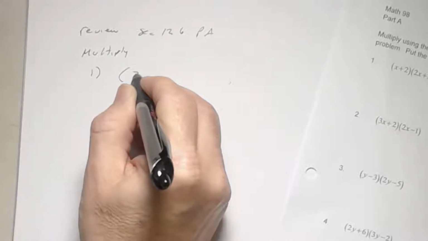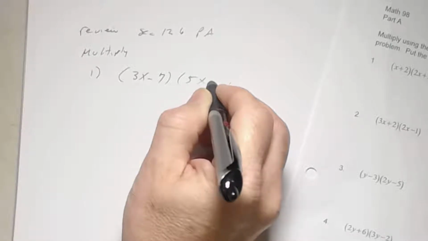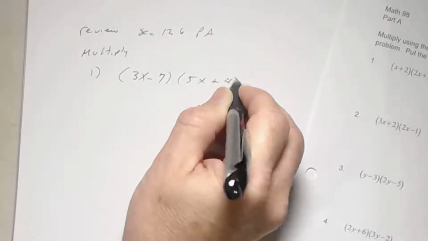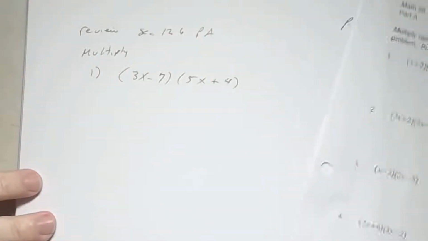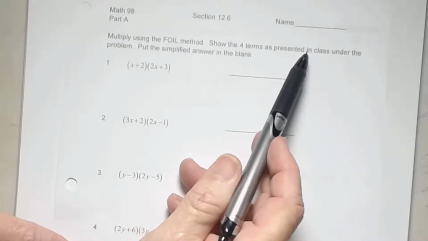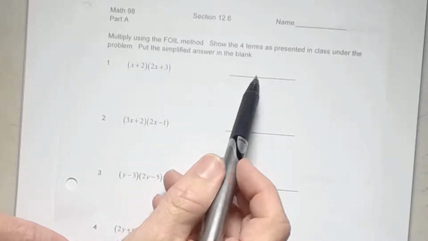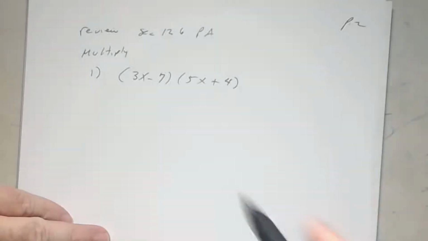So let's say you want to multiply 3x minus 7 times 5x plus 4. And we're going to multiply these using FOIL. Now notice the directions here, and that's important. The directions show the 4 terms as presented in class under the problem, and then put the simplified answer in the blank. All right, so here's what I'm talking about.